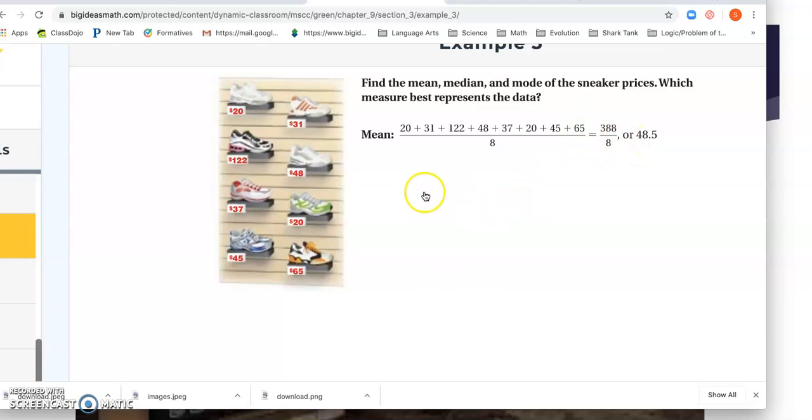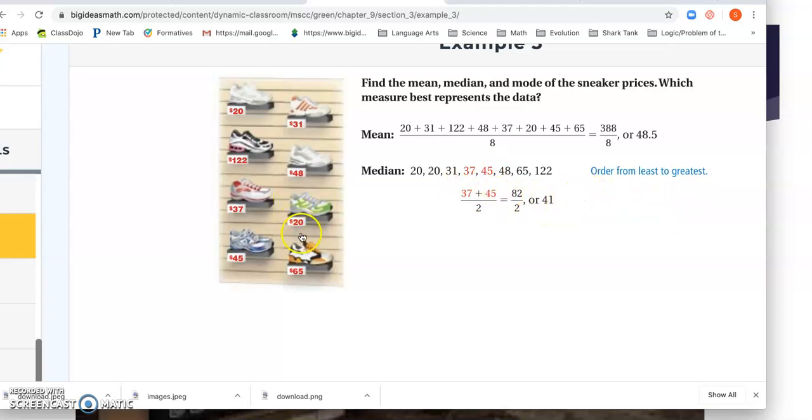Next thing I told you to do is find out the median. Median: put the numbers in order from least to greatest. Like this. There's an even number of shoes. There's 8 pairs of shoes, so there should be 8 numbers. A little bit more difficult, but I knew you could handle it. You added the 2 middle numbers up, 37 and 45, got 82, divided by 2 is $41.